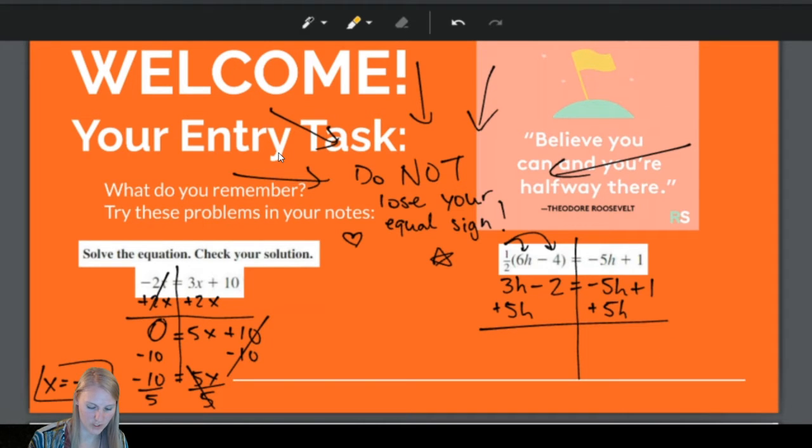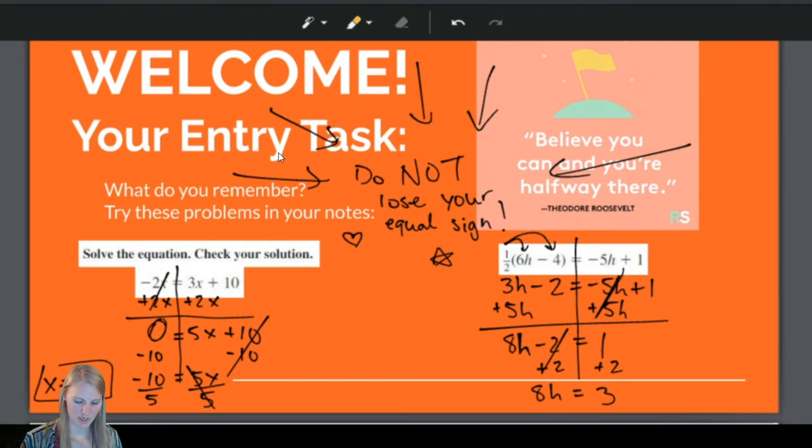When I come over here, 3h plus 5h is 8h. So I'm keeping the h's positive, and I like positive h's. All right, everything else comes down. -2, these canceled out, equals 1. Wonderful. And in order to get rid of the -2 over here, I need to add 2 to both sides. So now we have 8h equals 3.